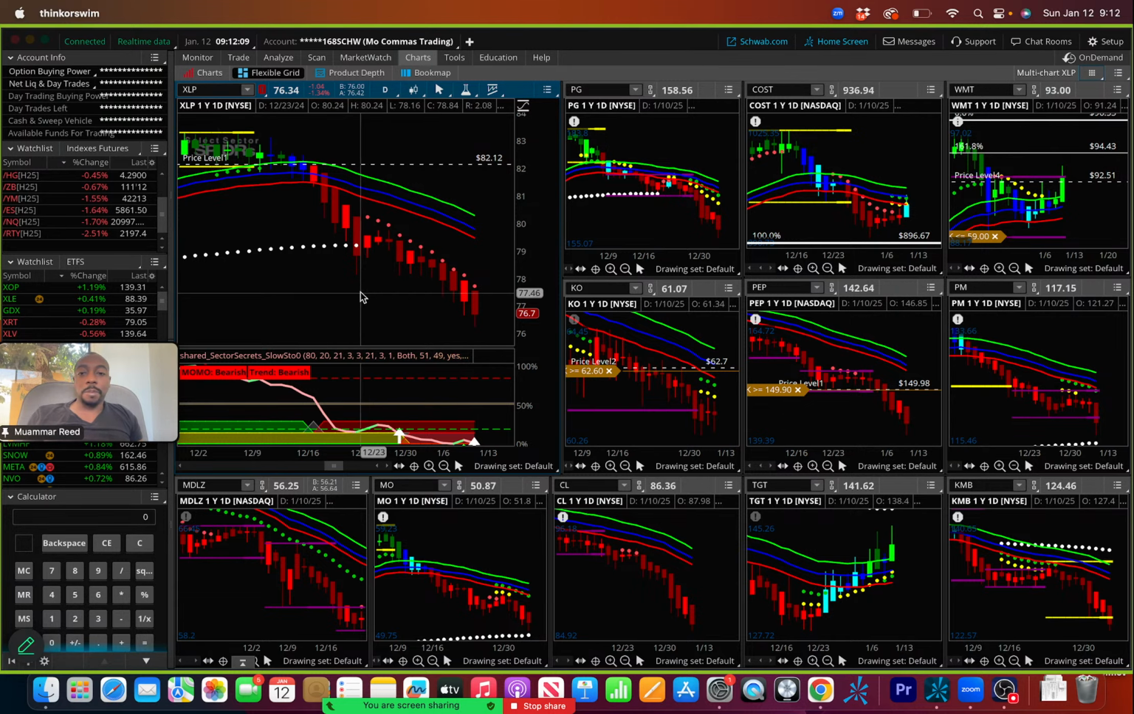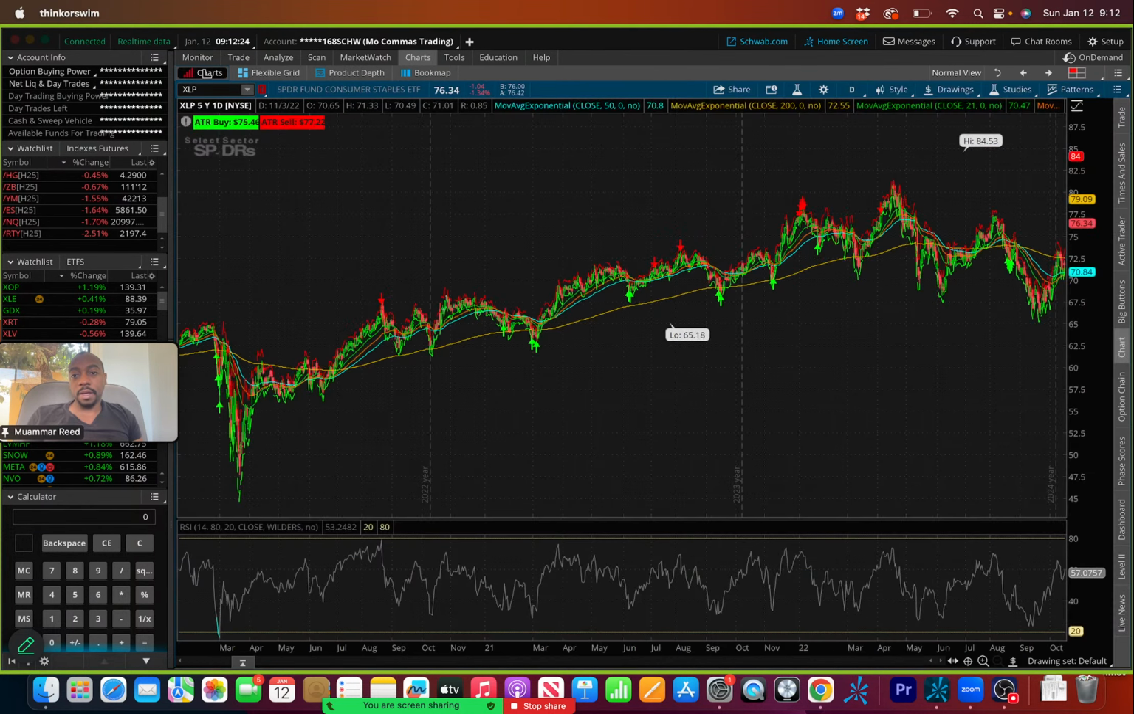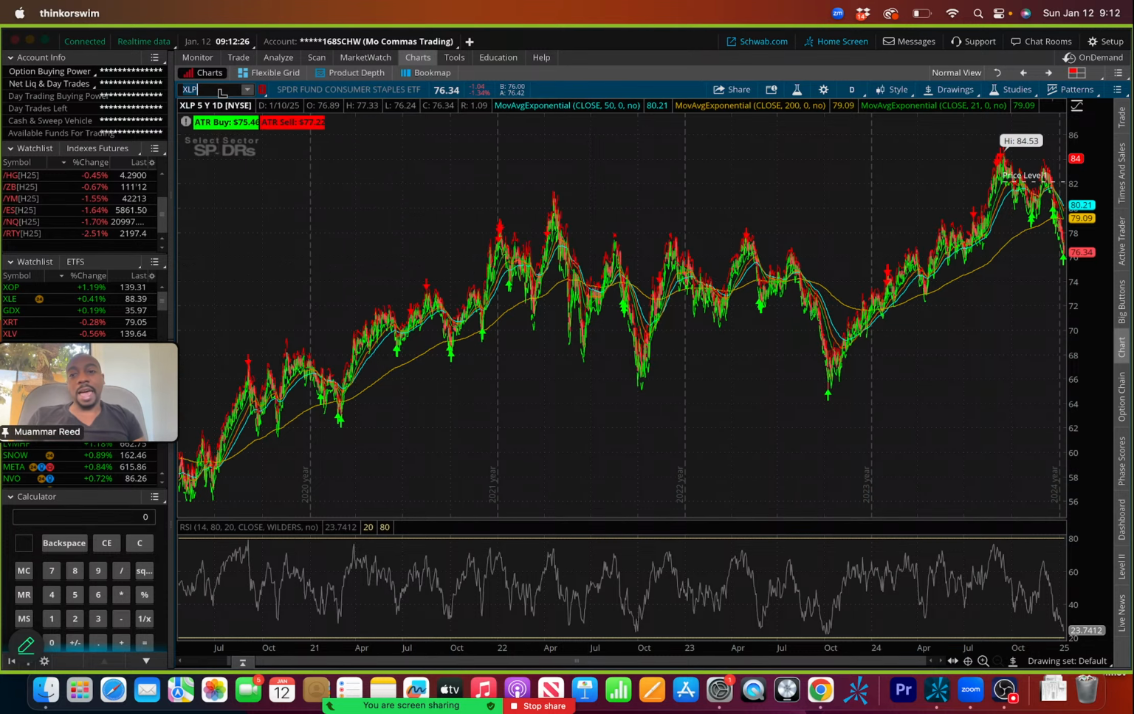So I'm looking for big pops on some of these stocks inside XLP: PG, Procter and Gamble, Coca-Cola, Pepsi. Those are probably the top of my list. But once again, you need to go look. This is for swing trading. You need to go look at the actual option chain.